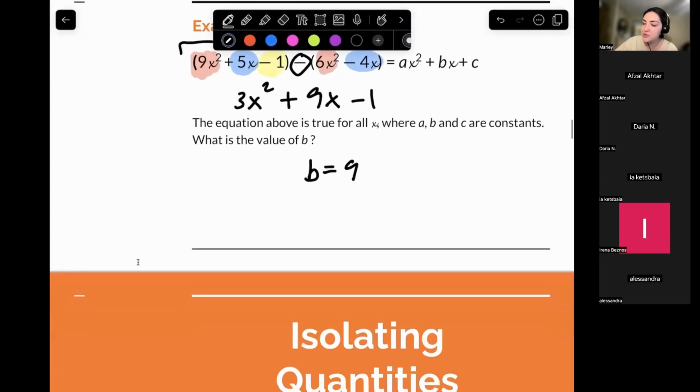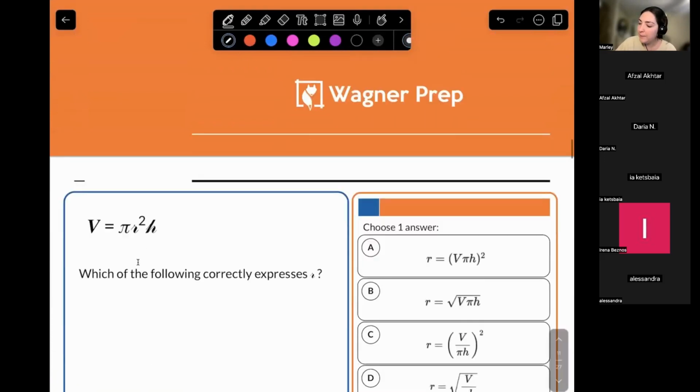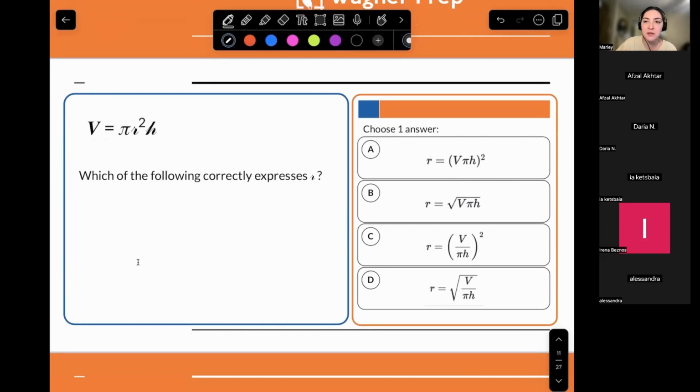All right, if you have any questions, put them in the chat box. Isolating quantities is another technique that comes up on the test a lot. They'll typically have something like this. Usually they'd explain everything. They'd say, this is the volume of a whatever, r is the radius, h is the this, and so on.